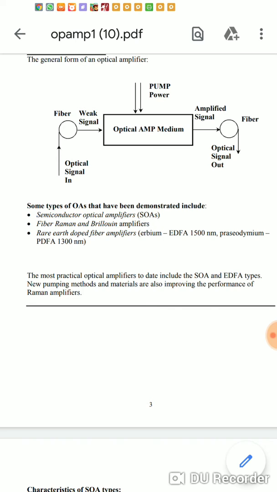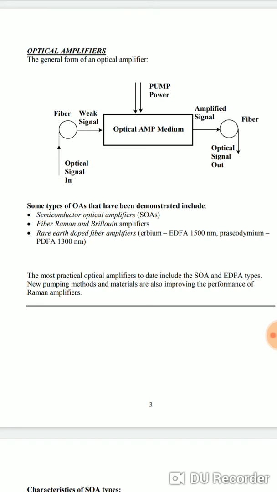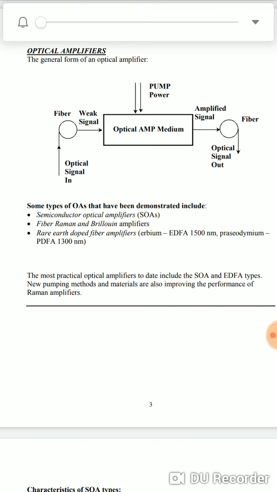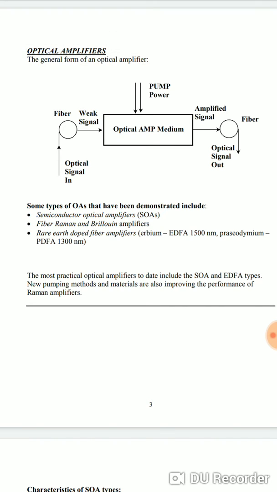The same process is used in the optical amplifying medium, with the basic working principle of laser, where laser stands for light amplification by stimulated emission of radiation. With this principle, the light is amplified in the optical amplifying medium, and we get the amplified optical signal at the output, through the optical fiber. This is the basic working principle of the optical amplifier.